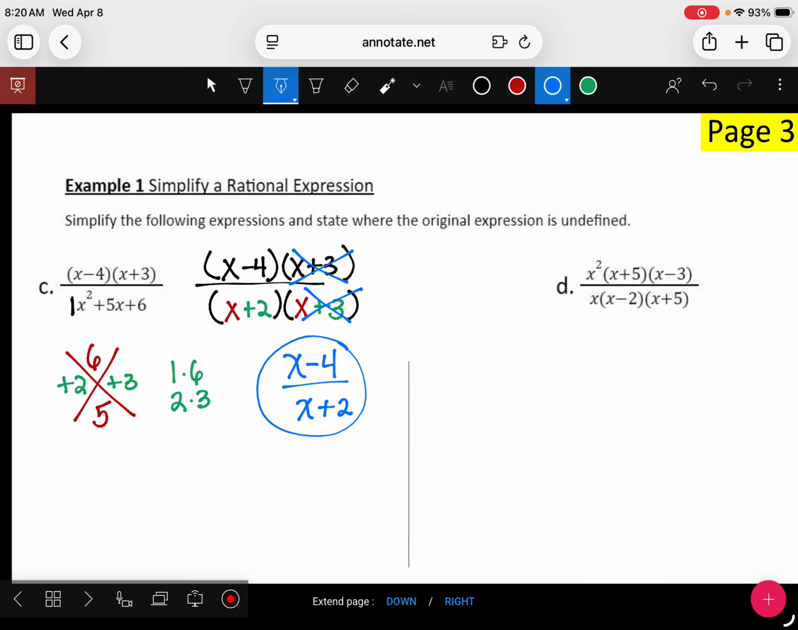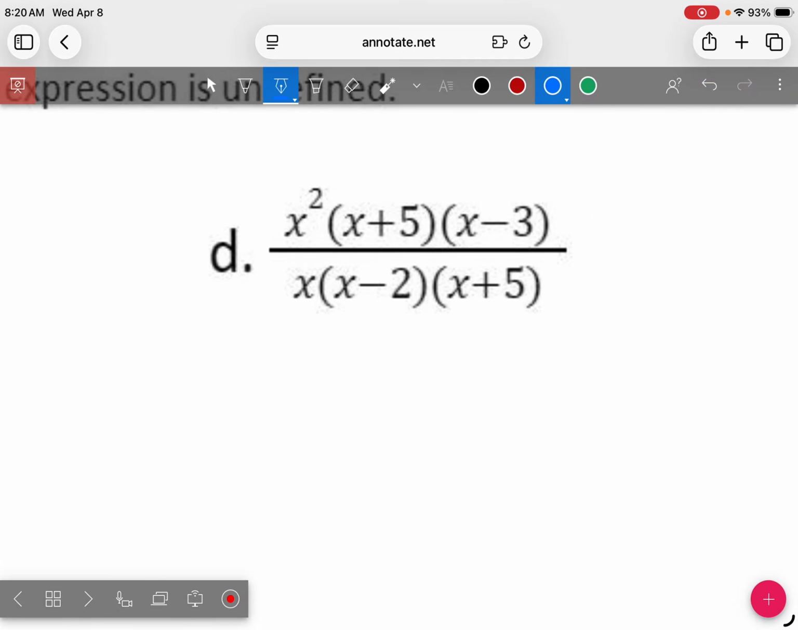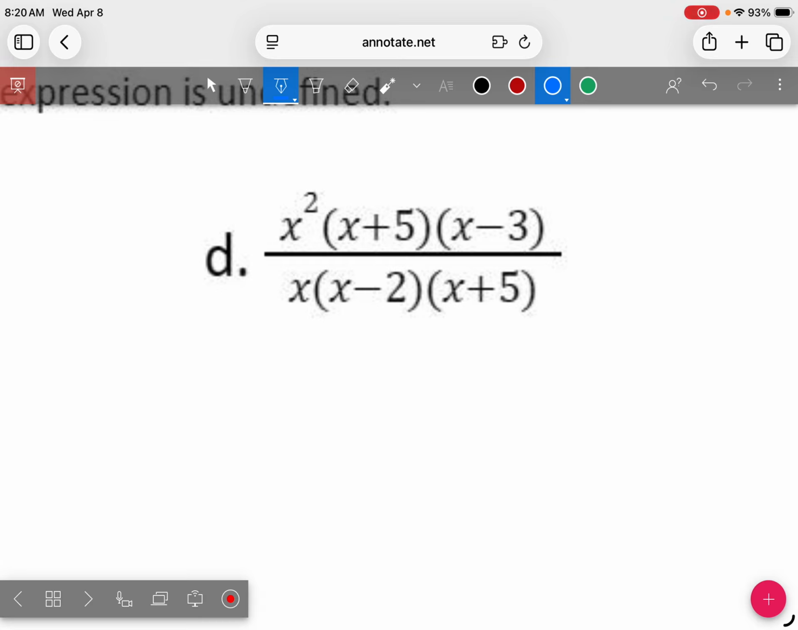All right, let's look at D. Now, D is already factored. But what we have out here is what I call monomials, meaning that it's a term that doesn't have a plus or minus. You see how all of these are groups? It's x plus something or x minus something. Well, these are just plain old x's.